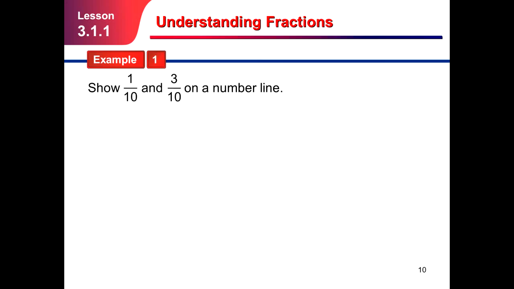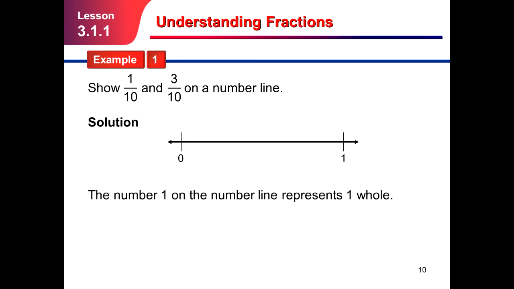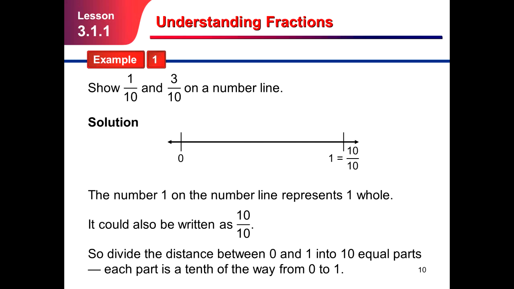So let's show 1/10 and 3/10 on the number line. Here's our number line. Let's divide it into 10 sections. So 1 is the same as 10/10. So we're going to find 1/10. Well, each one of these is a tenth, so that's 1 right there. Now where's 3/10? Well, we have to go, that's 1 again, and we get over to 2, and then to 3. So there's 3/10.